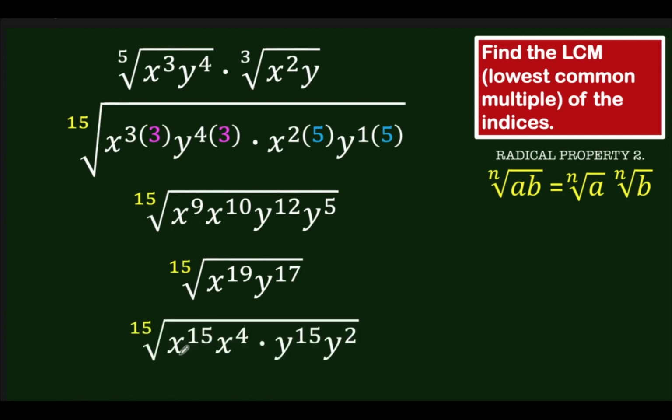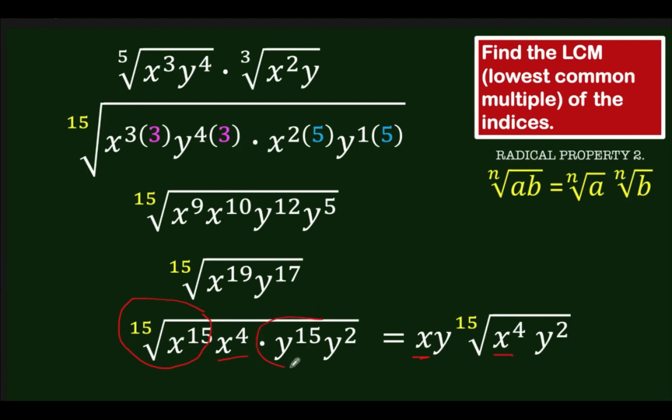So, it becomes x to the 15th times x to the 4th, and here y to the 15th times y squared. When we add their exponents, we go back to the original. Then the 15th root of x to the 15th is x. That is the simplified form of this. Then the x to the 4th stays inside the 15th root radical. Then the 15th root of y to the 15th is y. Then the y squared, we just copy it here. The index is the same, 15. And that is our final answer.